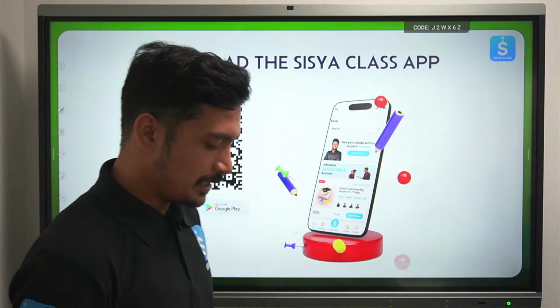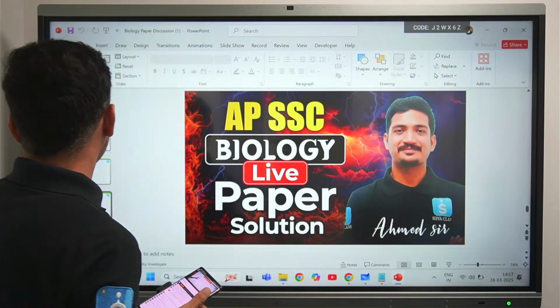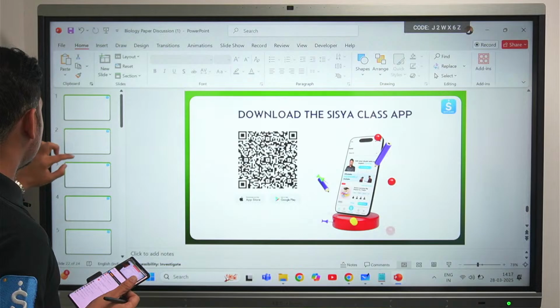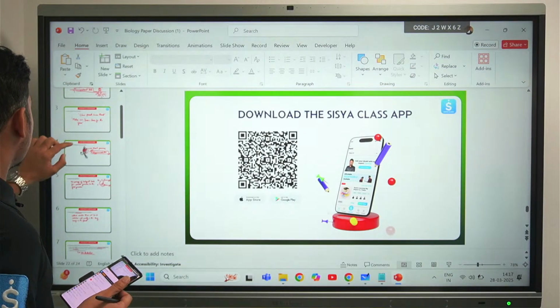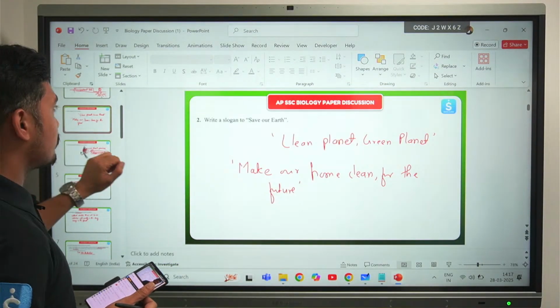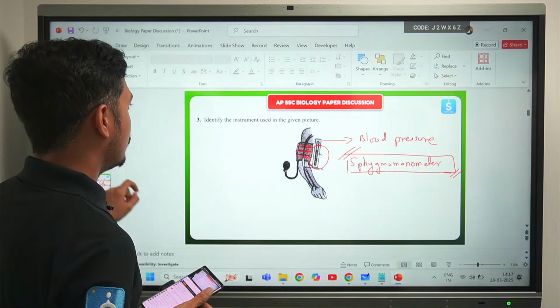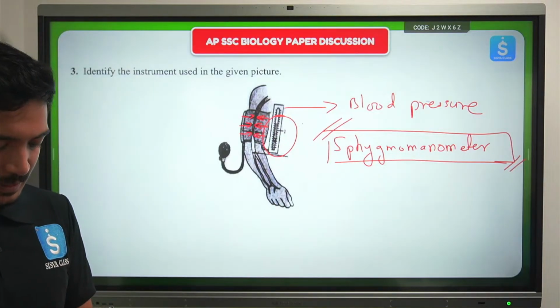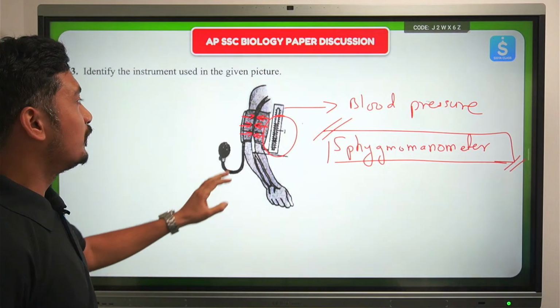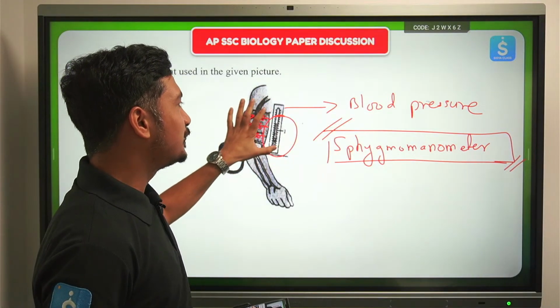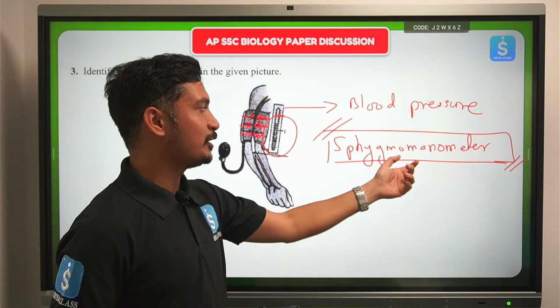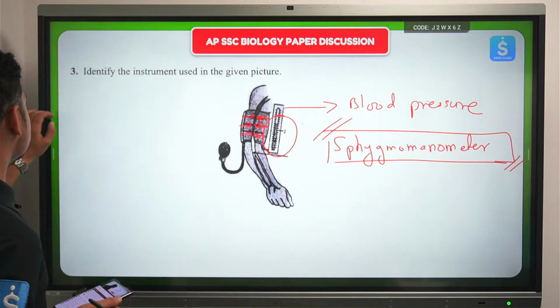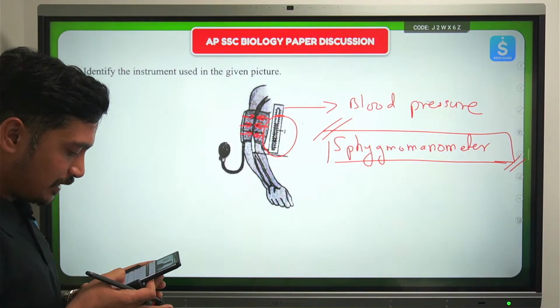So question number 3, let me go to question number 3. Okay, this is question number 3, right? So question number 3 is a blood pressure measuring device. This is called a sphygmomanometer. Okay, this is the answer. Let's see if anyone else is asking.